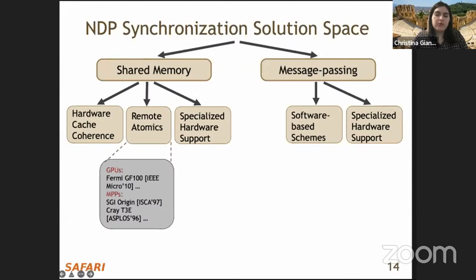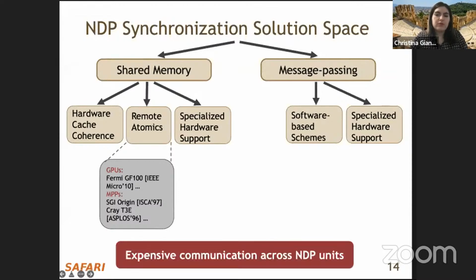However, remote atomics are oblivious to the non-uniformity of a system. And therefore, in NDP systems, they would cause excessive, expensive traffic across the NDP units of the system with significant performance and energy overhead. And therefore, those approaches are not a very good fit for near data processing systems.